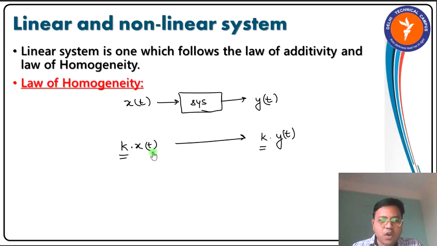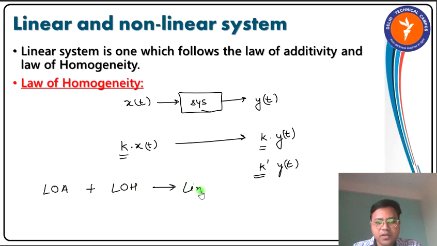If these two are not equal, that is when we are exciting the system with kx(t) and we are getting say k' y(t), that is k' and k are not the same, then we will say the system is not following the law of homogeneity. So whenever a system follows the law of additivity as well as the law of homogeneity, then we say the system to be linear.